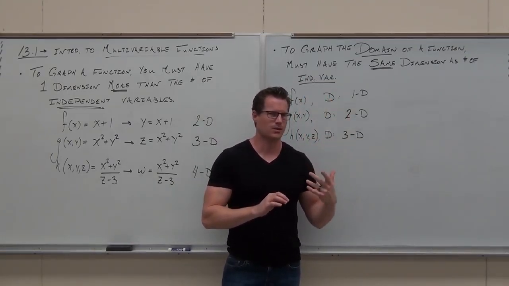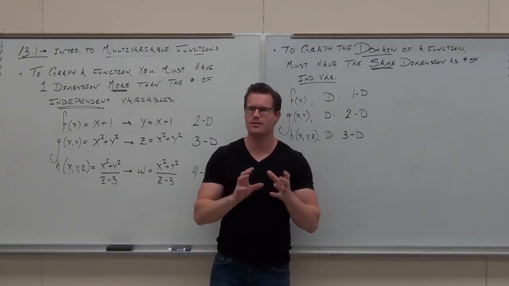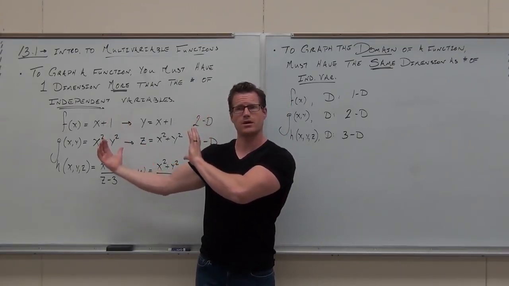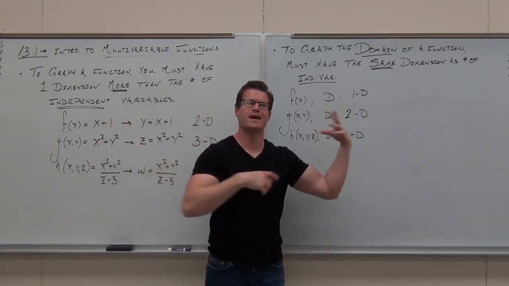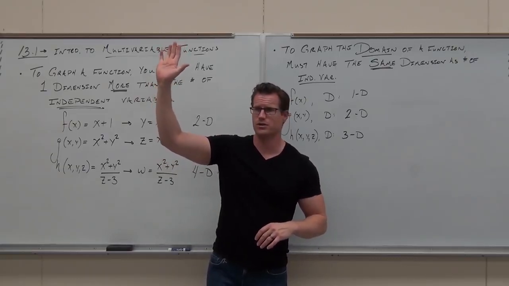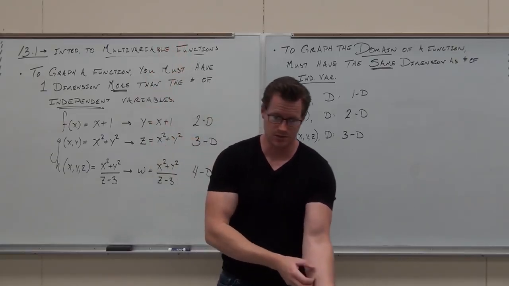This will become a lot clearer when we do some examples, but right now do you understand the concept behind it of the number of independent variables, what the graph looks like, 1 dimension higher, and what the domain looks like, equal number of dimensions? Show of hands if you feel okay with that idea. Okay, are you sure? Any comments, questions, or anything before we continue?